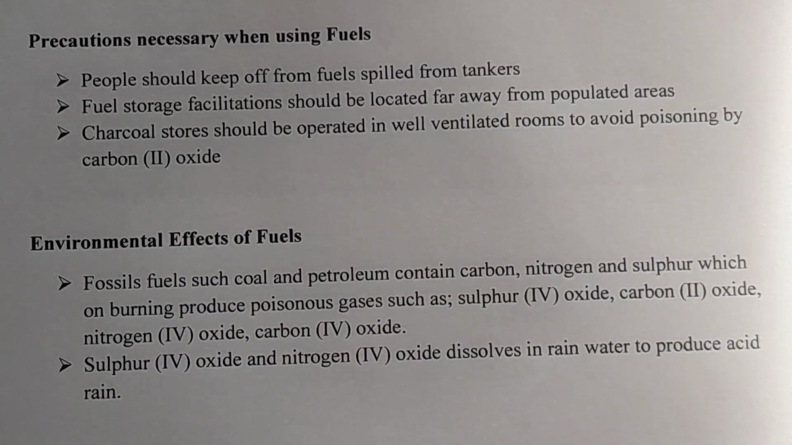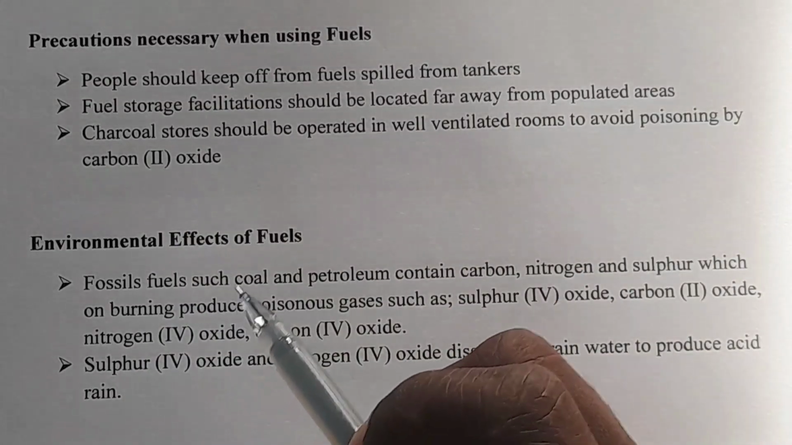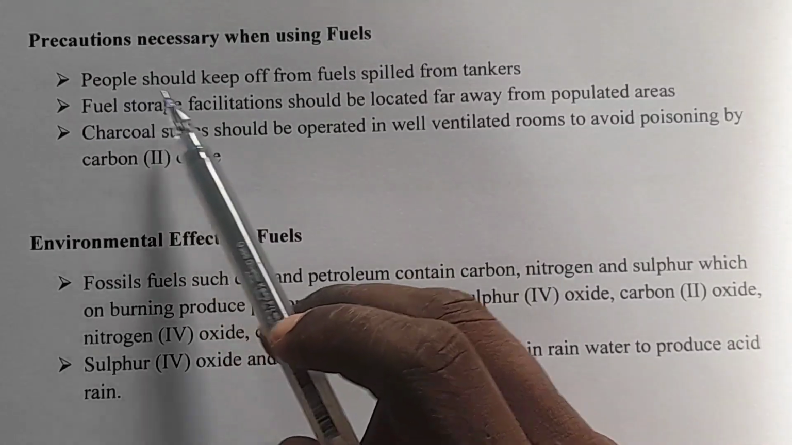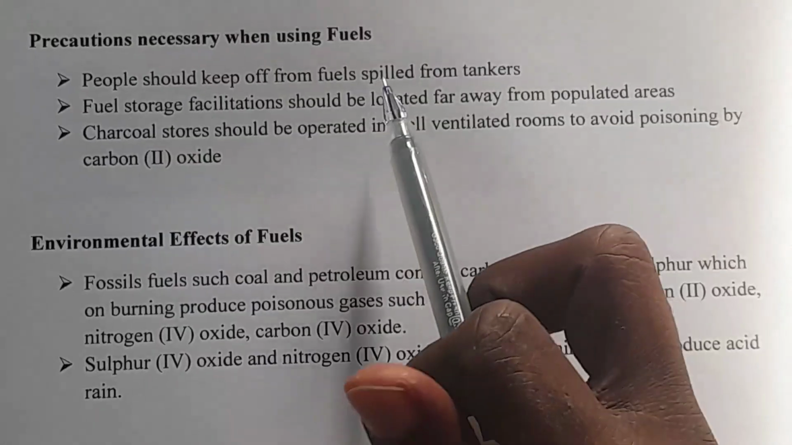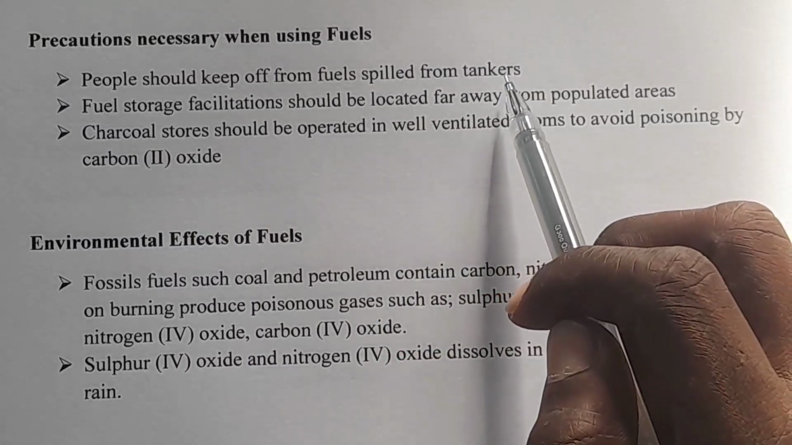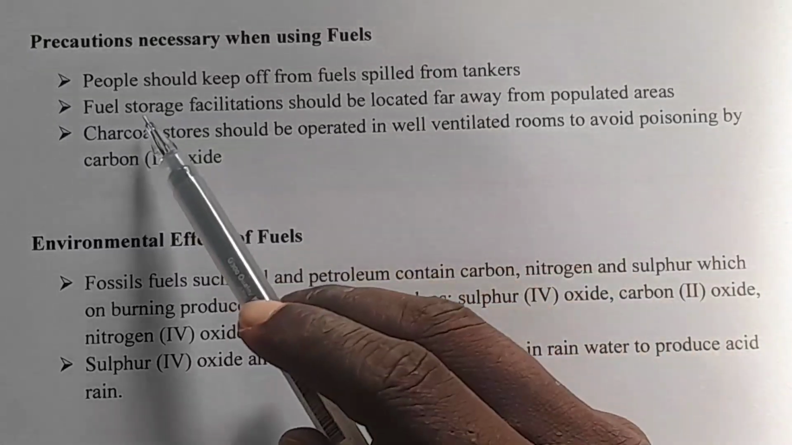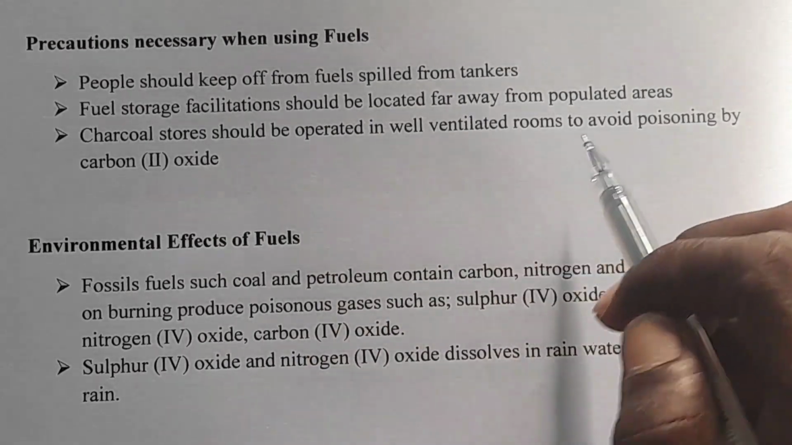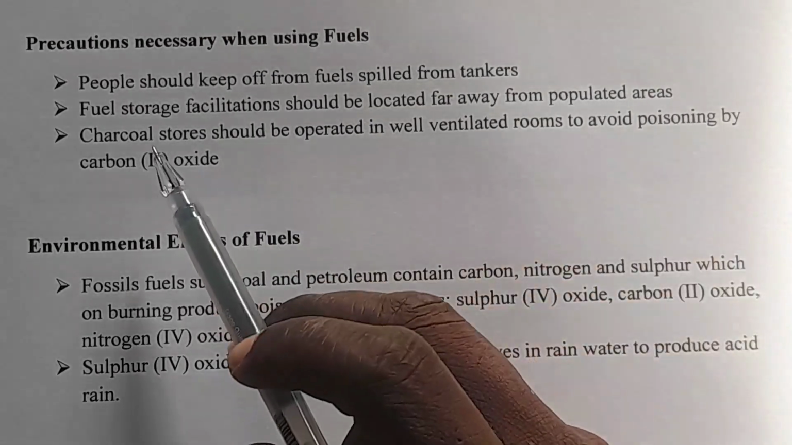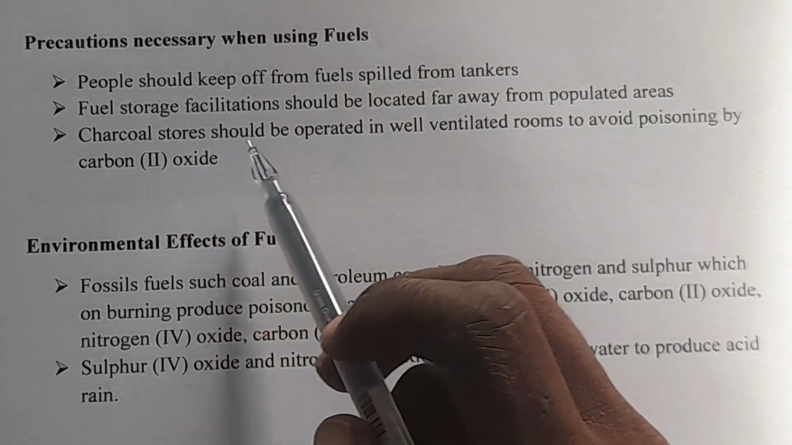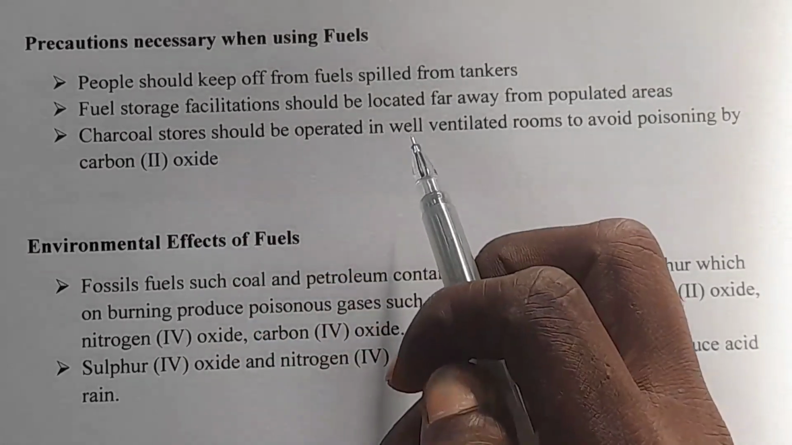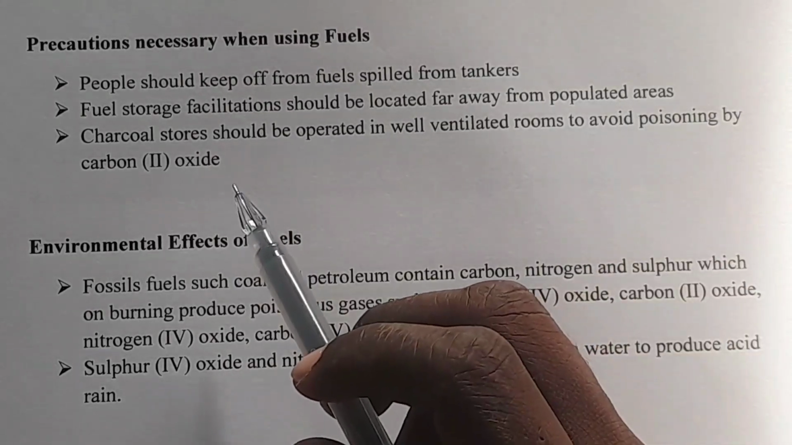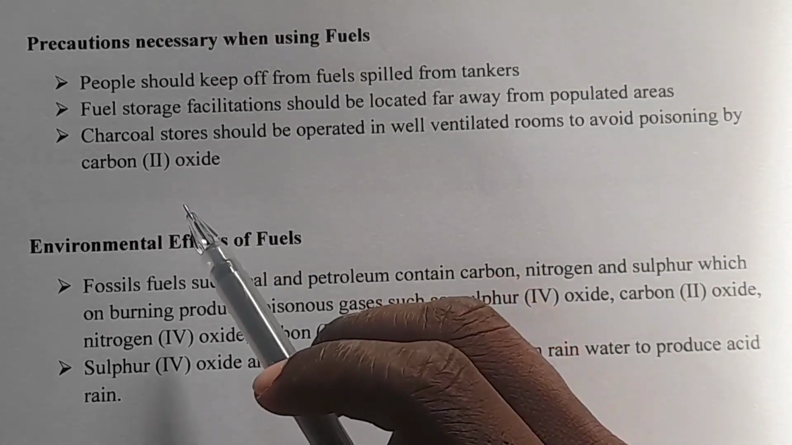Then next, we go to precautions necessary when using fuel. Number one, people should keep off from fuel spilled from tankers. Number two, fuel storage facilities should be located far away from populated areas. And number three, charcoal stores should be operated in well-ventilated rooms to avoid poisoning by carbon monoxide.